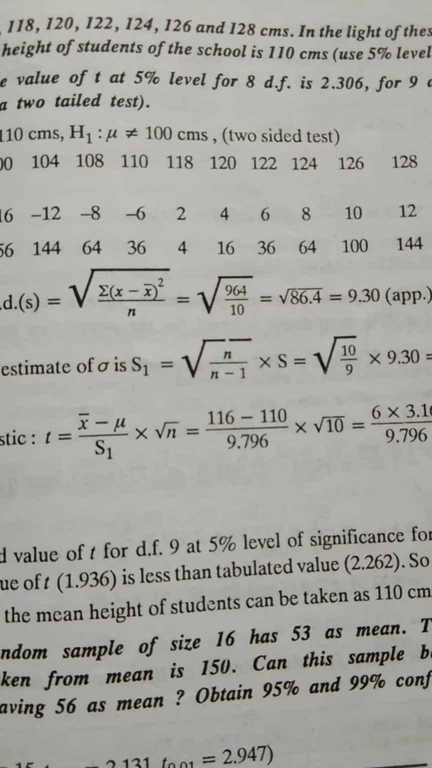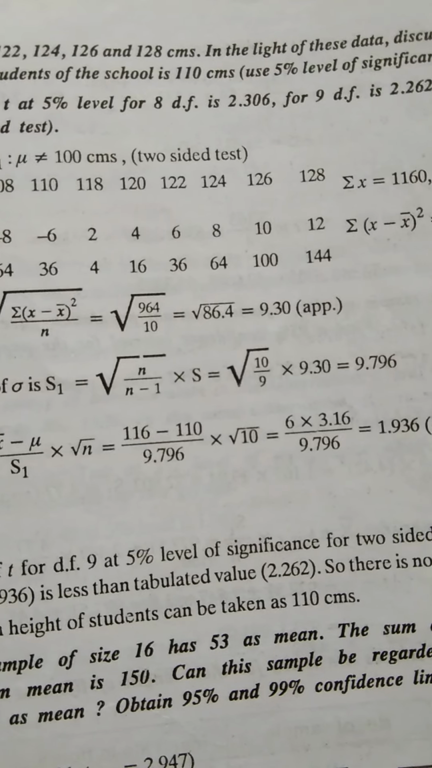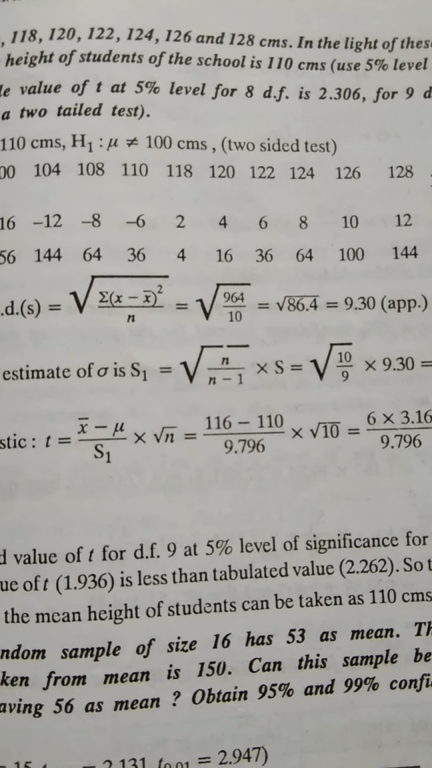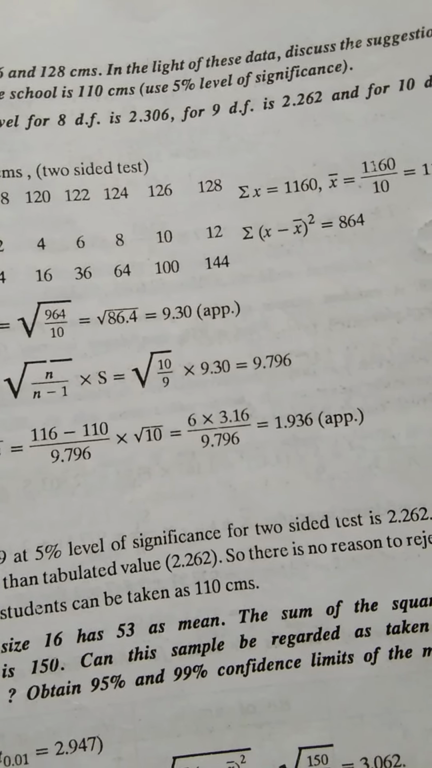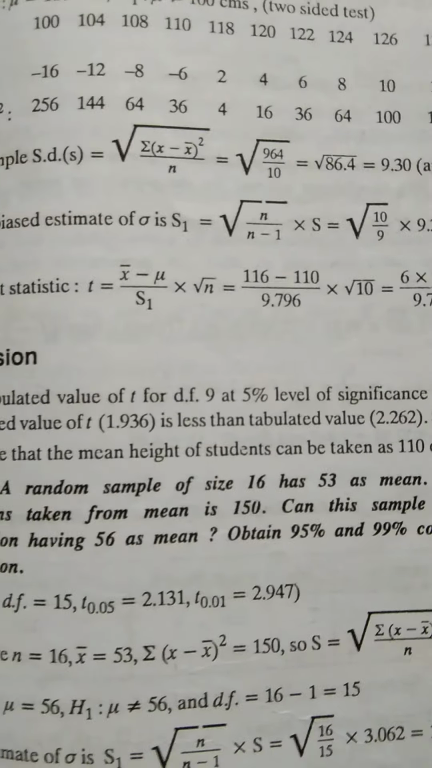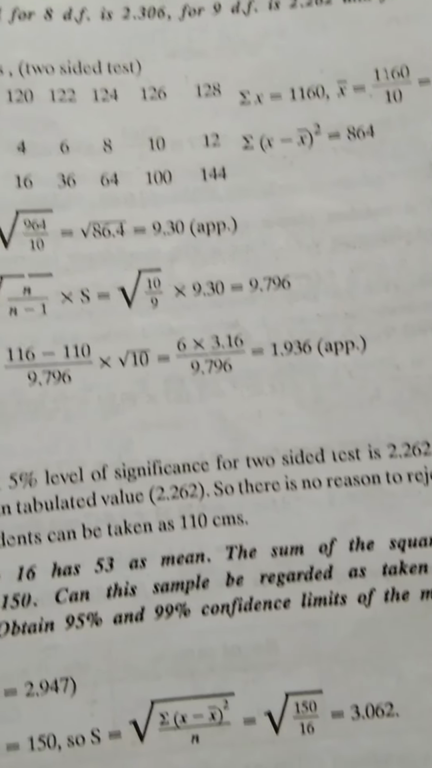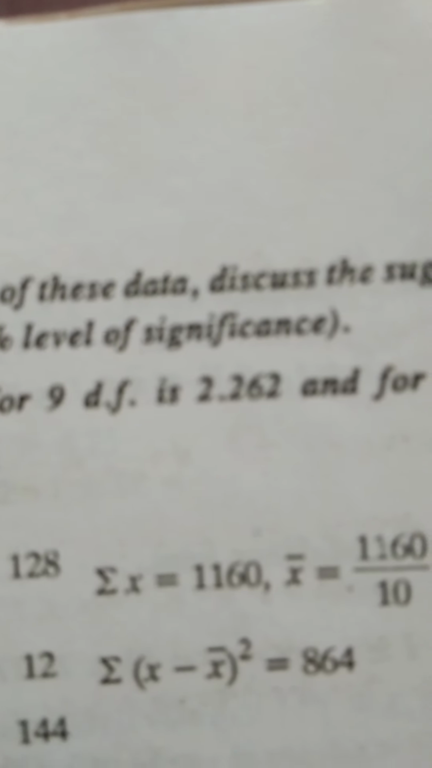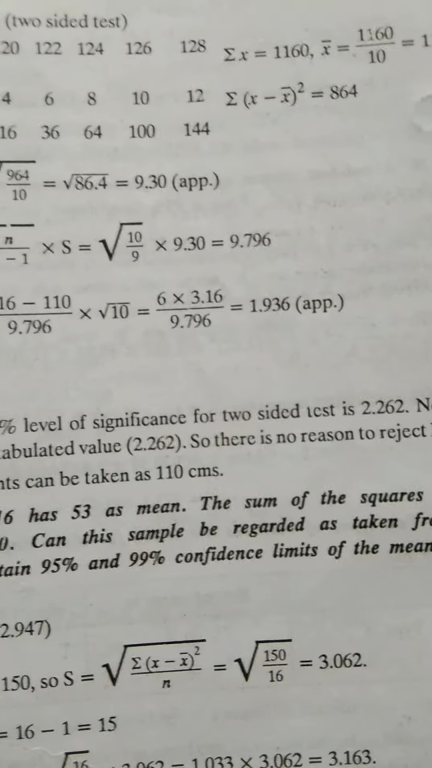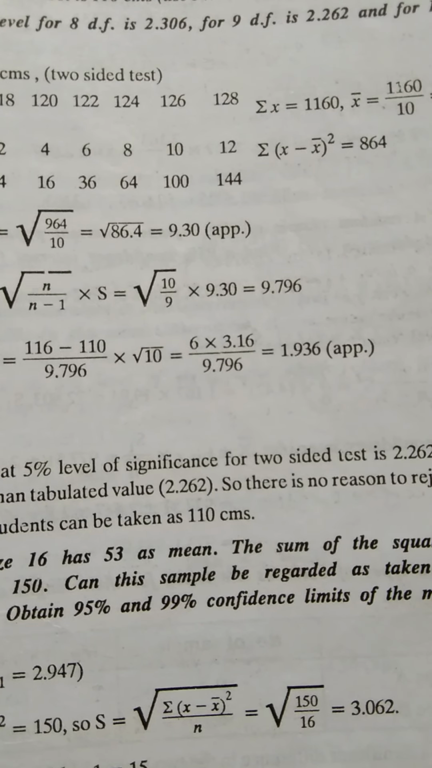What is S1? S1 is the unbiased estimate of sigma. S1 we have calculated, 9.796. 9.796 into root over 10. Root over 10 is how much? 1.936. Now if we look at the question paper, for the two-sided test the value given is 2.262. Look here, the value is given as 2.262.